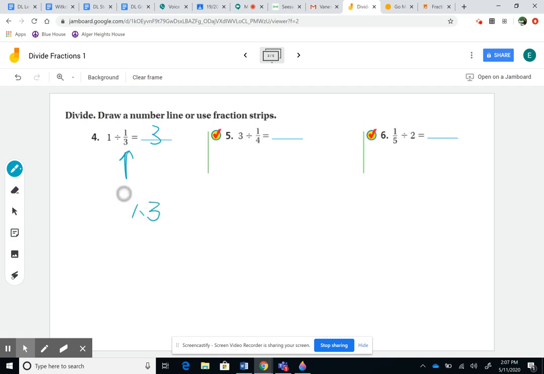3 times 1/3 equals 1. Because remember, you would do 3 over 1, because that's whole, times 1/3, and you'd come over here. 1 times 3 is 3. Then you'd come over here, and 3 times 1 is 3. And you have 3/3, which is equal to 1 whole. Okay? Let's try 3 divided by 1/4.